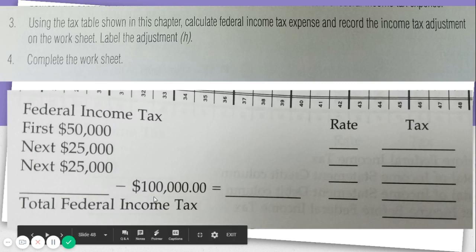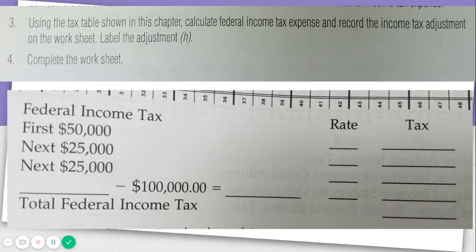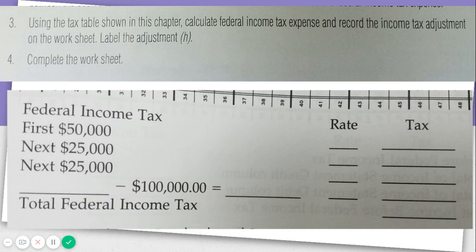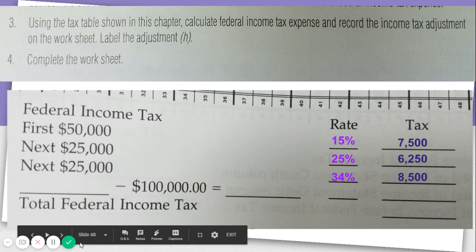Step 3. Using the tax table shown in this chapter, which we've done previously, calculate the federal income tax expense, record the income tax adjustment on the worksheet, and label this H. So first, 50,000 times 15%. Next, 25,000 times 25%. The next 25,000 times 34%.